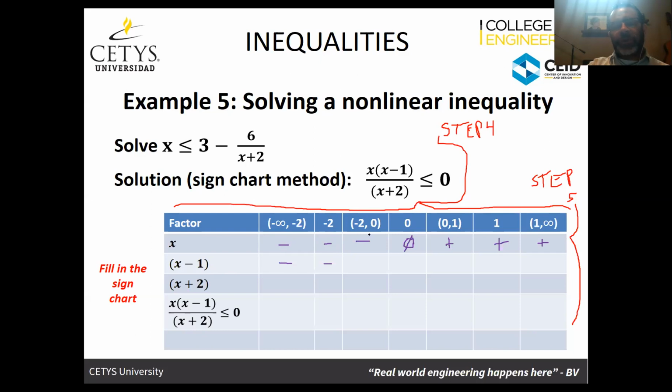If we grab any number here between -2 and 0, what are we going to get? Negative. We're still going to get negative. Correct. If we take the value of 0, what are we going to get? Still negative. Correct.